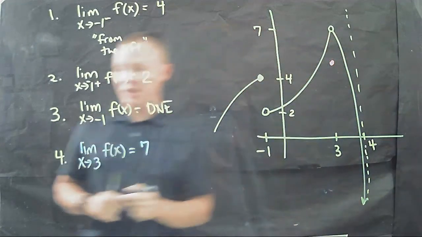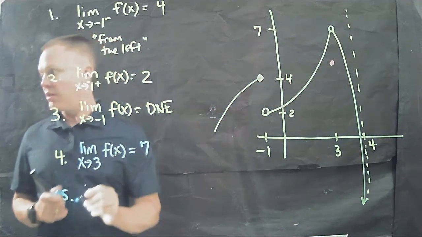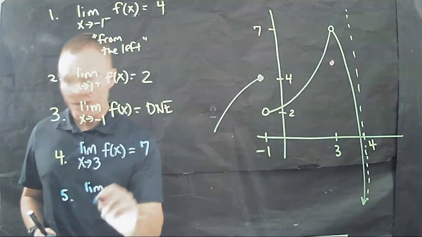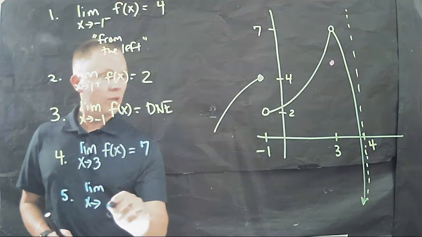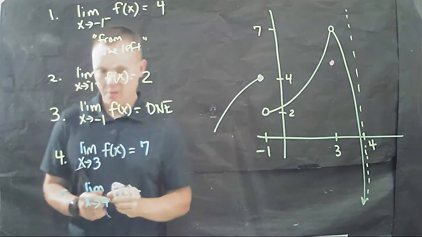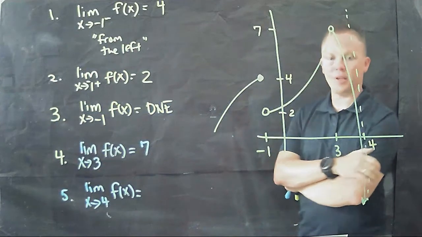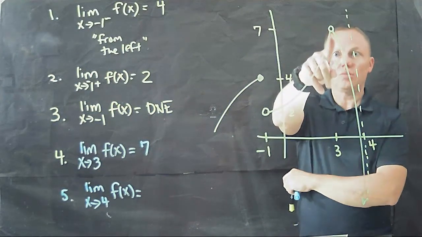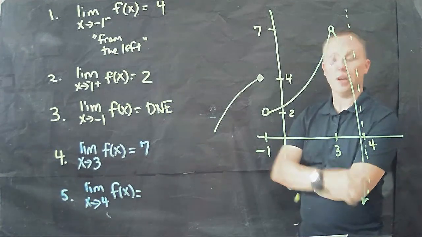And then lastly, let's do one more. How about this one? Hopefully you can see this over my belly here. The limit as x goes to 4. So what's happening at x equals 4? Well, this function is taking off to negative infinity, right?